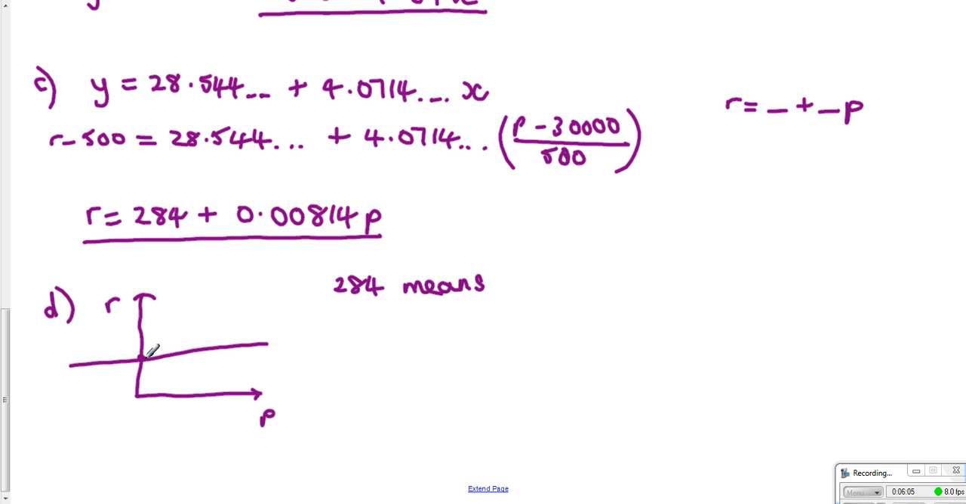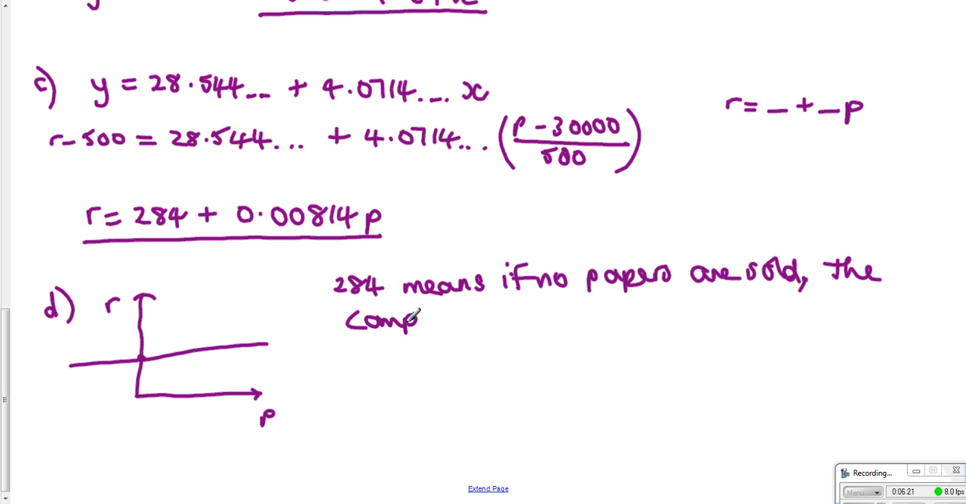That might be through other sources of advertising or through regular customers. So 284 means if no papers are sold, the company will get 284 calls.